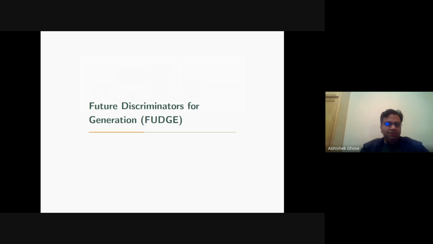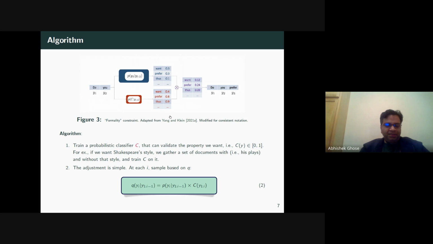The first algorithm is future discriminators for generation. This is a very interesting technique. The name is a little fancy, so I'll explain what the word future means in a while, but the idea is actually quite simple. Let us say the two symbols that have already been generated are "do you", and this is a formality constraint. So this is an example where you want the language model to produce responses that sound very formal.